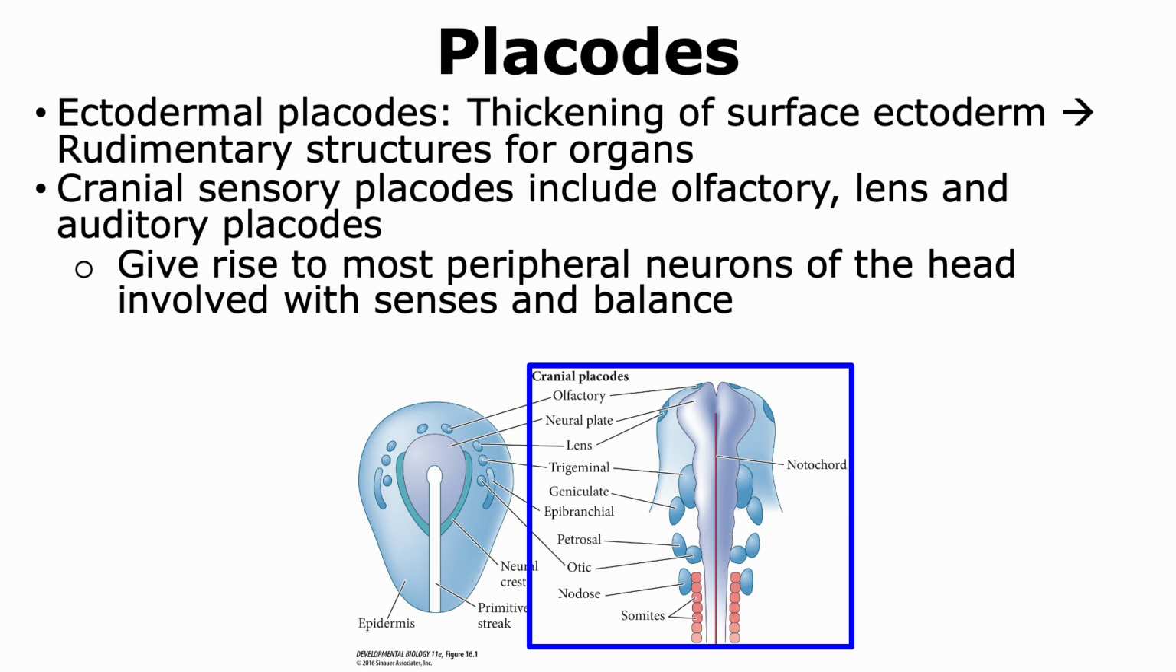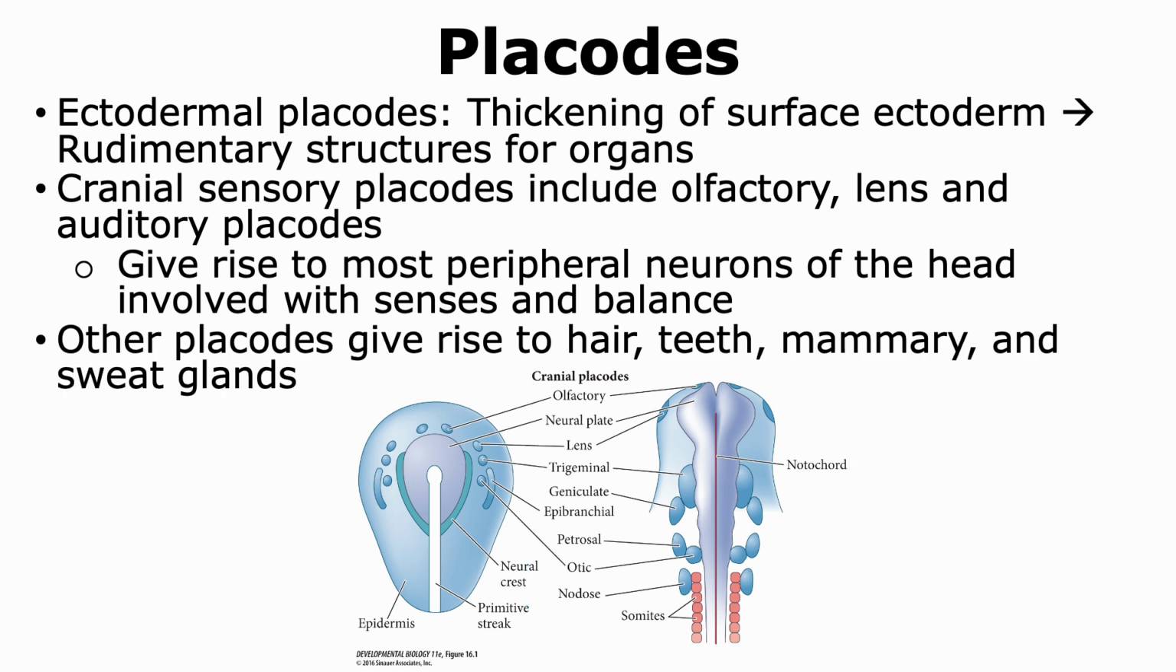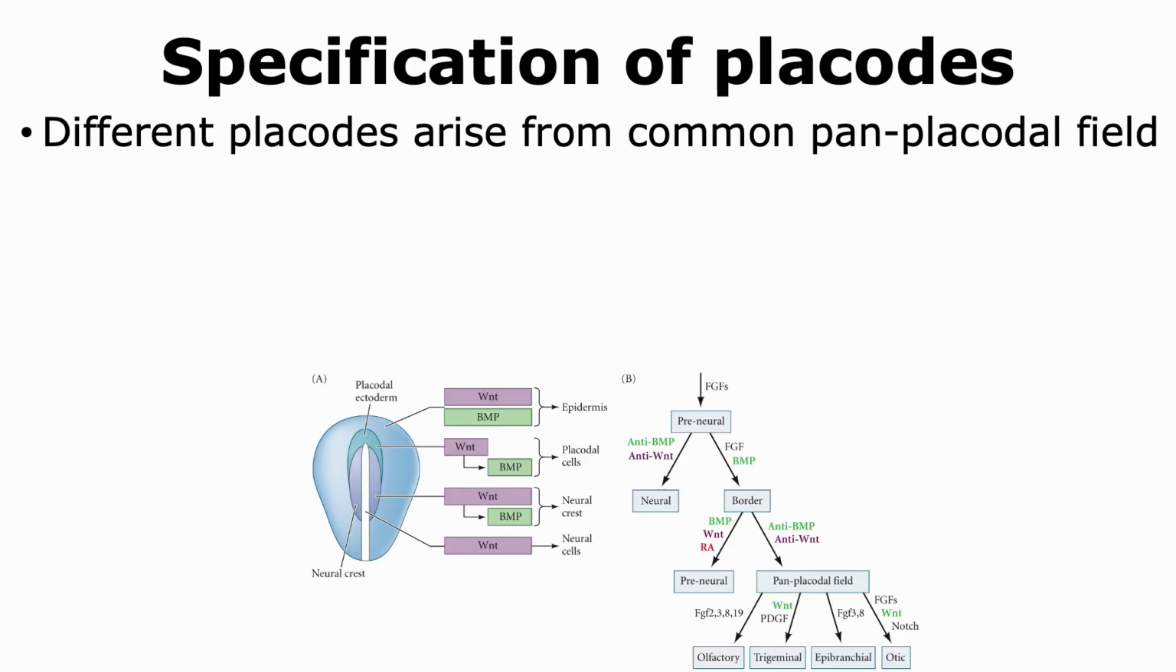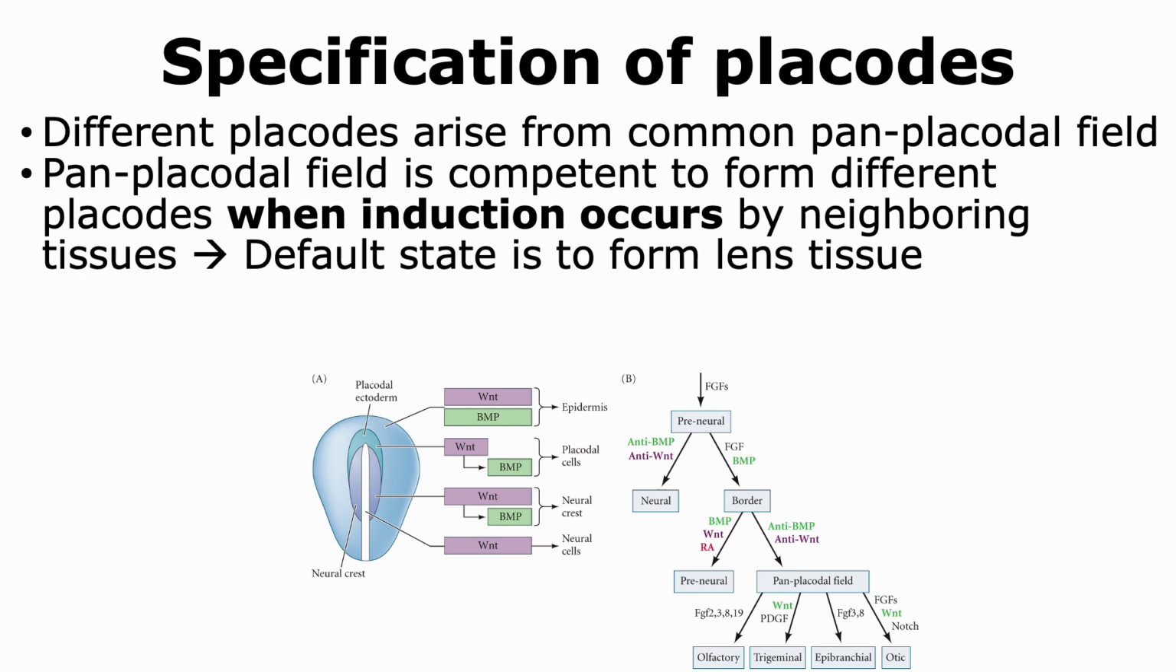Now, in addition to cranial sensory placodes, we also have other types of placodes which give rise to hair, teeth, mammary, and sweat glands. Different placodes arise from a common panplacodal field, shown in the region in the blue box. The panplacodal field is competent to form different placodes when induction occurs by neighboring tissues. The default state of the panplacodal field is to form lens tissue.